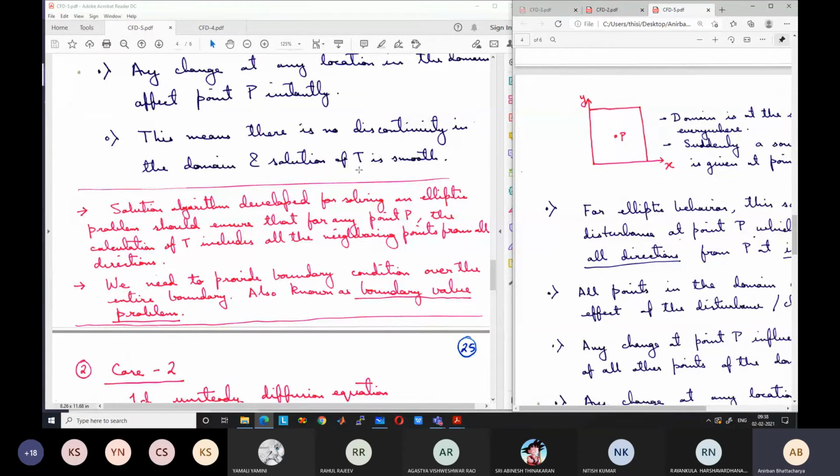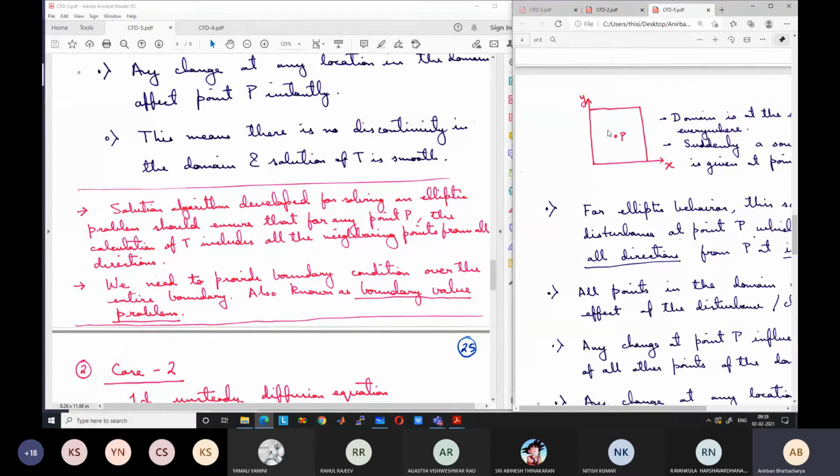So the main crux of this discussion is that if we want to develop a solution algorithm for an elliptic problem, we need to ensure the following. What do we do in a CFD problem? We divide the domain into small parts, subdomains, which we have called control volumes or grid points. We need to ensure that for any grid point P, the calculation of temperature includes all the neighboring points from all directions, because the temperature at P will depend on the temperature of all the neighboring points.